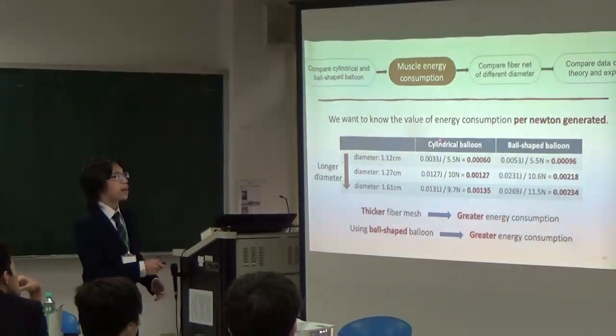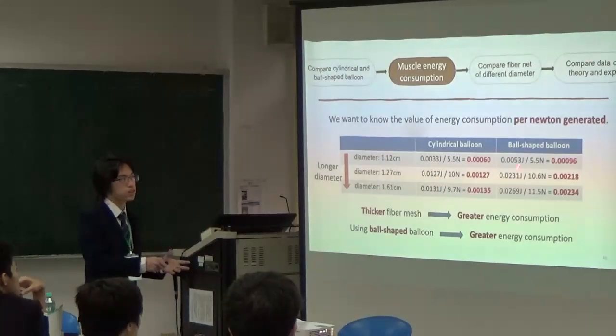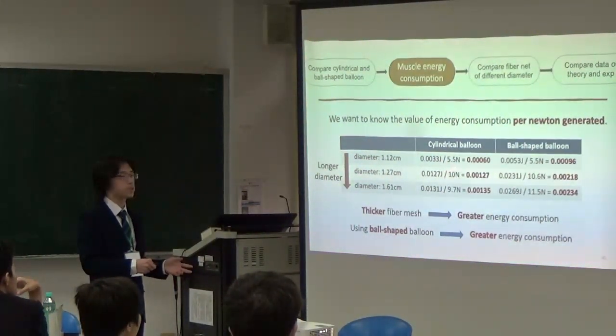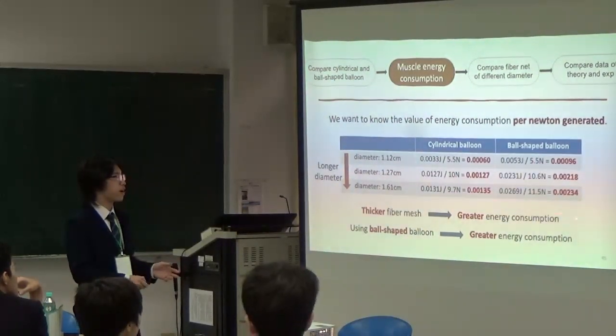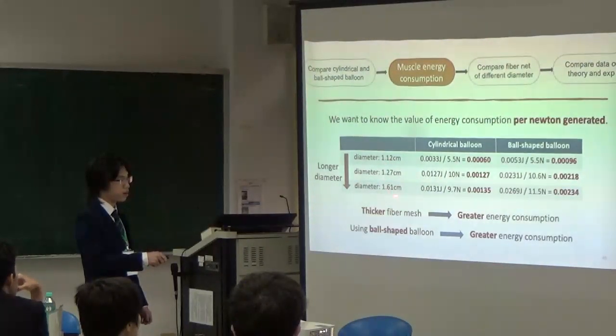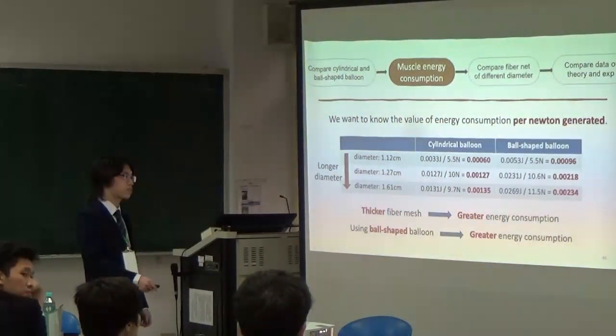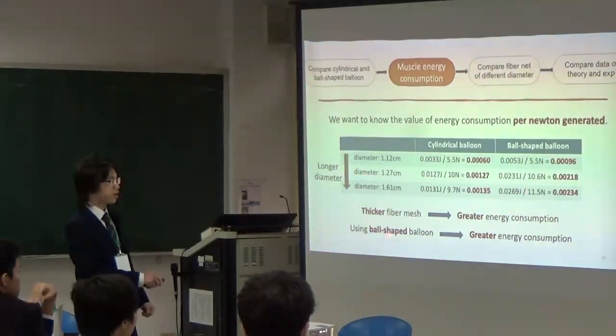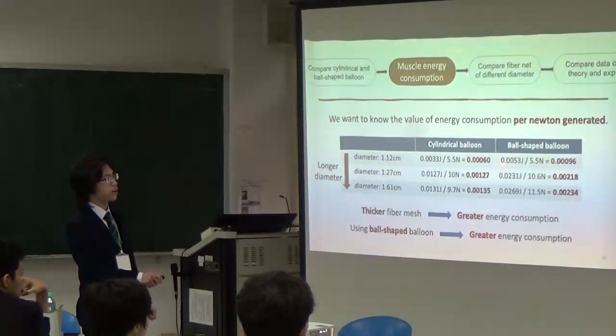Since we want to know the energy consumption per Newton generated, we divide the energy consumption by the force it generated, and we get these values. If we compare downward, we can see that when using a thicker fiber mesh, there is greater energy consumption. And when we compare rightward, we can see that when using a ball-shaped balloon, there is also greater energy consumption.